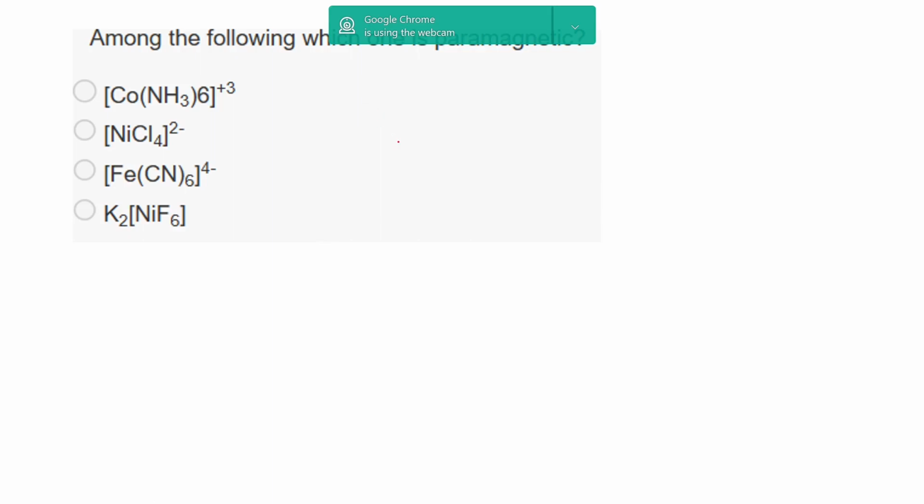Okay, so for cobalt, first we have to look at the oxidation state of the cobalt. So X plus the NH3 is neutral here, so 0 into 6. Then we have the overall charge 3 plus, so X is 3 plus, right? So cobalt is in 3 plus state here. So cobalt in its +2 state has d7 electrons, as I showed here.